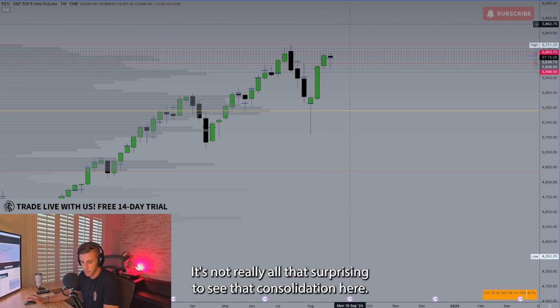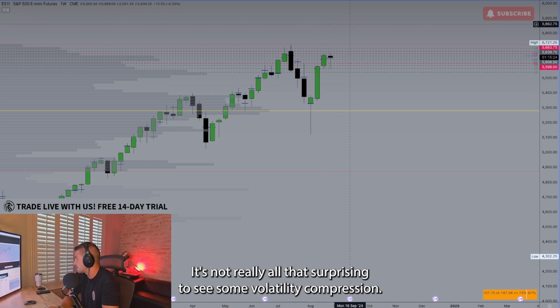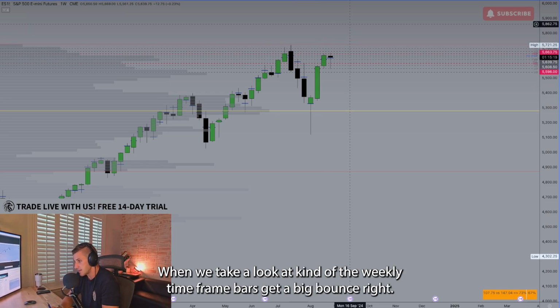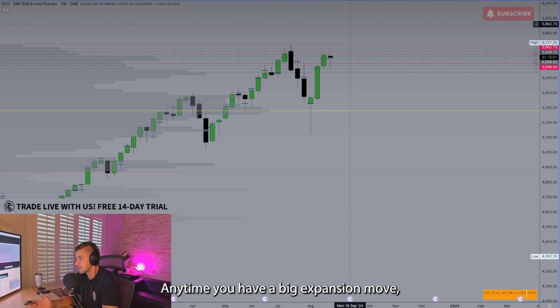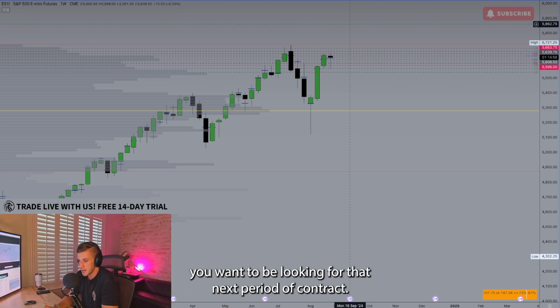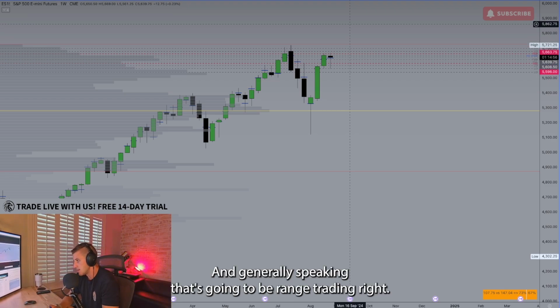It's not really all that surprising to see some volatility compression when we take a look at the weekly time frame bars. Get a big bounce, right? Big expansion move. Most likely it's time to cool down a bit. It's time to see volatility compress. This is the natural state of volatility. It's always expanding and contracting. Anytime you have a big expansion move, you want to be looking for that next period of contraction. Generally speaking, that's going to be range trading, right?